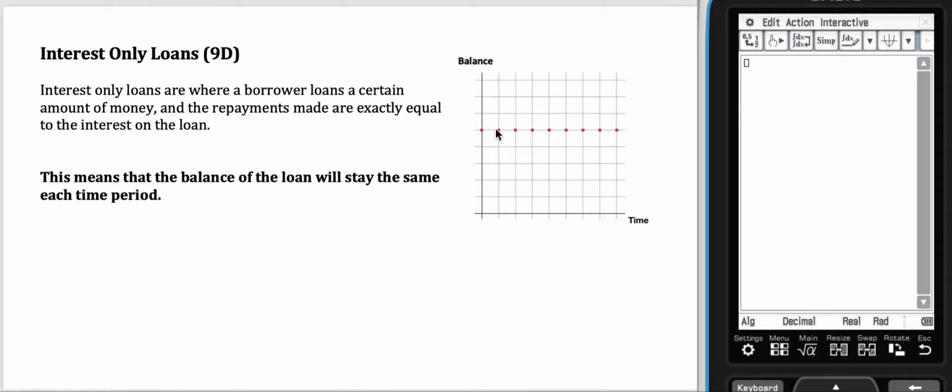It actually stays the same over time because each month or each quarter or whatever the time period is, the person who's borrowed the money is just paying back the bank the interest on the loan, and that's it. So the balance of the loan doesn't go up, it doesn't go down, it just stays the same over time. That's what an interest-only loan is.